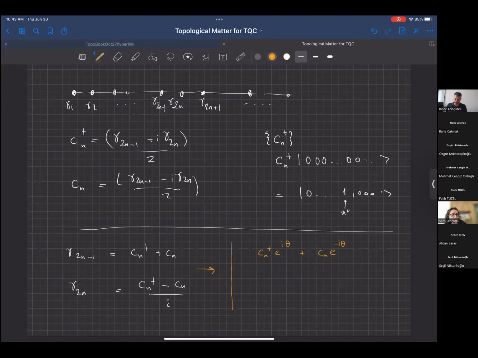So let me go on a little bit further. This would be my new fermion. But then I can write this as cosine theta times (Cn dagger plus Cn) plus I times sine theta times (Cn dagger minus Cn), okay. So now you see this is a cool thing, because this was my original gamma, my gamma 2n minus 1. And this one is basically I times gamma 2n, okay?